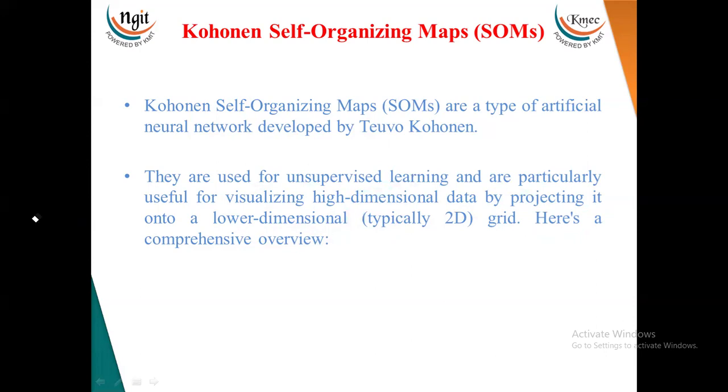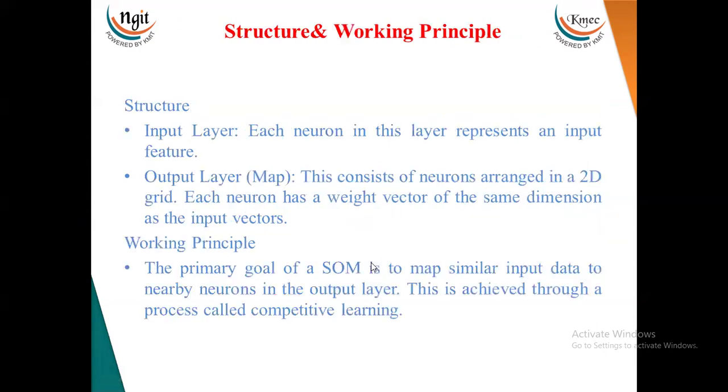So the basic features of these algorithms are shown here. The structure consists of two layers: one is the output layer, another is the input layer. Each neuron is represented as an input feature and it consists of a map. The output will not be in the form of a network, it will be arranged in a 2D grid. It will have a weight vector of the same dimension as the input.